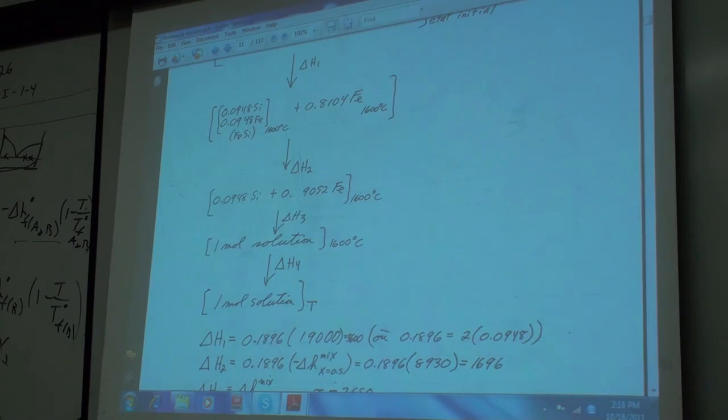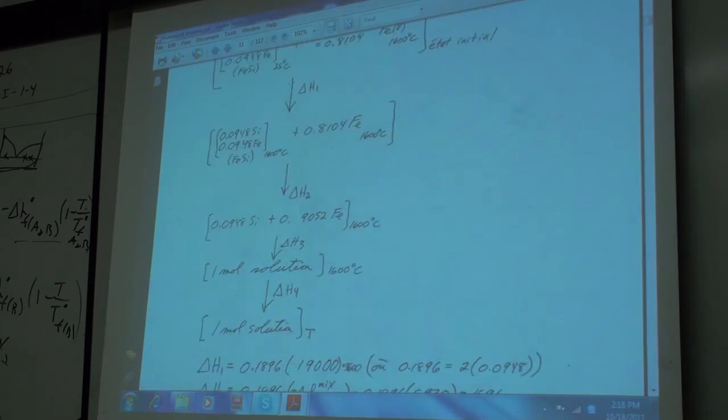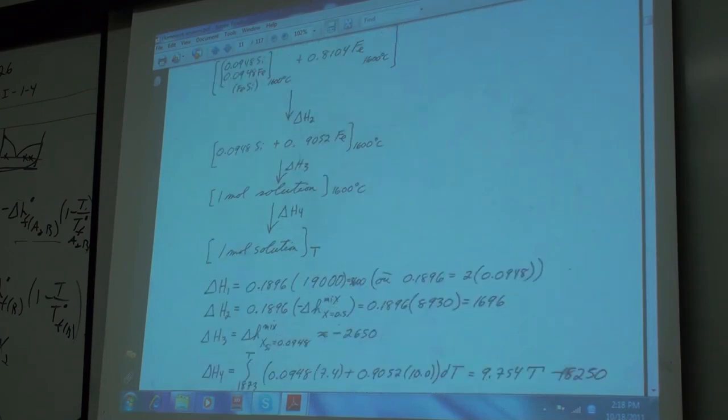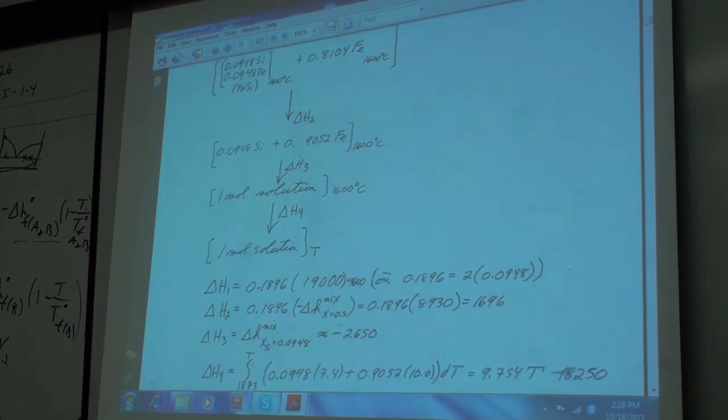Now, this is minus this delta H2, so delta H1, anyway, let's go back here. Delta H1 is to heat up the ferrosilicon, so that's the total number of moles times your 19,000. Step 2 is unmixing, so I'm unmixing it at 50 mole percent, so this is the heat of mixing at 50 mole percent. I'm taking this 50-50 mixture. So its heat of mixing, to unmix it, is minus the heat of mixing at 0.5, which is 8930 from the table, multiplied by the total number of moles. So that's step 2, to unmix the iron silicon.